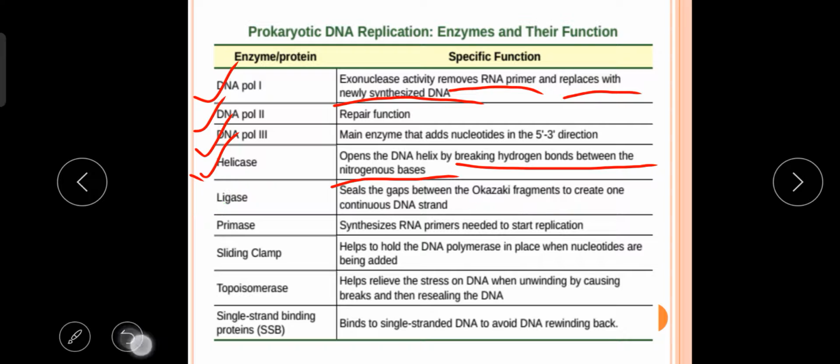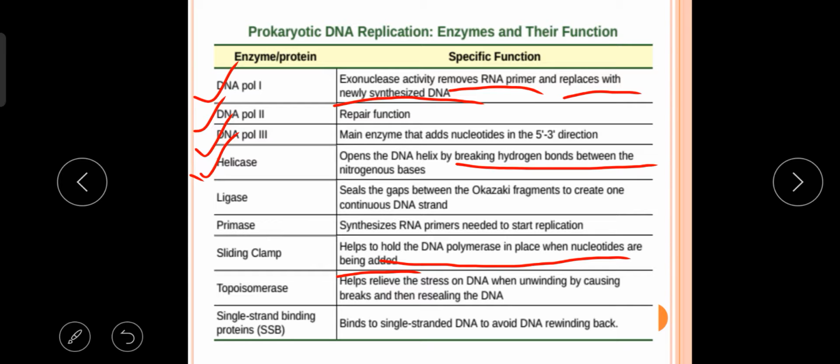Now the next one is the primase. What is the function of primase? The primase enzyme helps in the synthesis of the RNA primer. The RNA primer is very important. It is a short strand of RNA which is essential for the synthesis of the new DNA strand. Next one is the sliding clamp, and the sliding clamp helps to hold the DNA polymerase in place when nucleotides are being added.